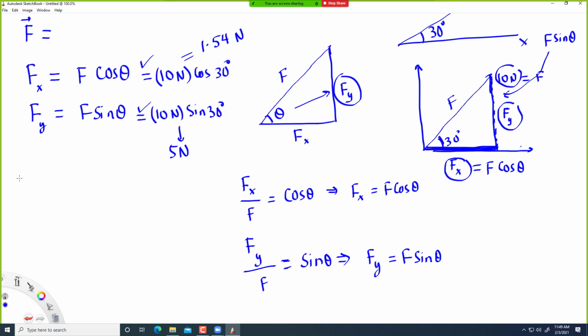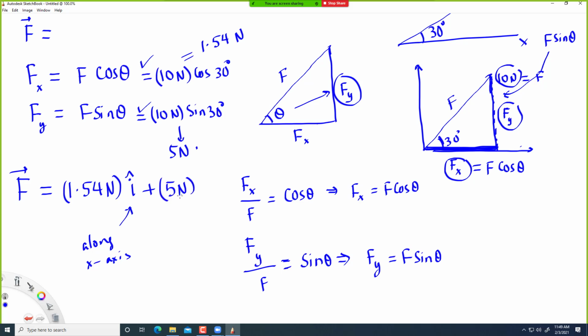So the vector f can now be written as the x component, 1.54 Newton, along the x direction. In order to denote that this is along the x direction, we write this thing called i hat. This tells us this thing is along the x direction or x-axis. And plus, we have this component, 5 Newton, and this is along the y-axis. To denote that, we use something called j hat. This j hat tells us the other thing is along the y-axis.